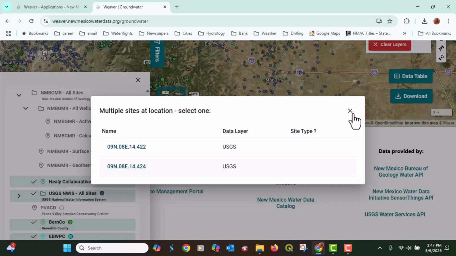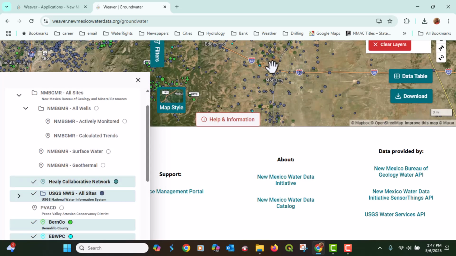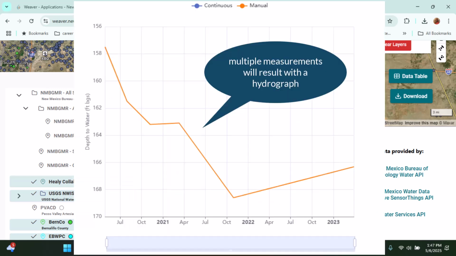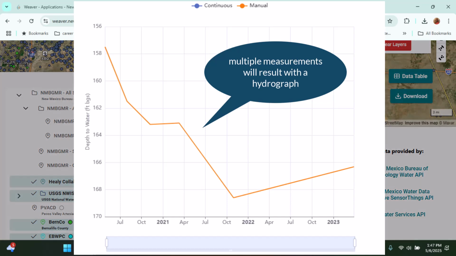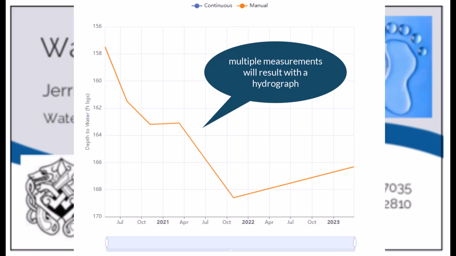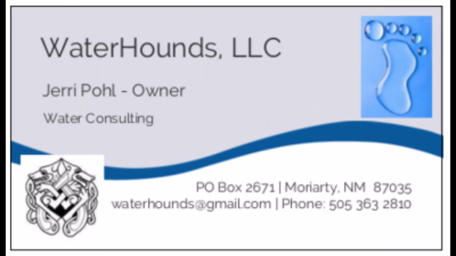So each one of these represents a different set of data, and you can look at the water level measurements according to what area you're interested in. And that's all I had to show you today.